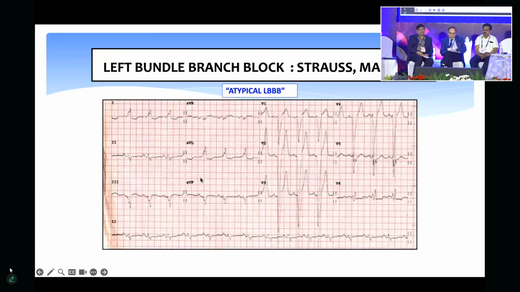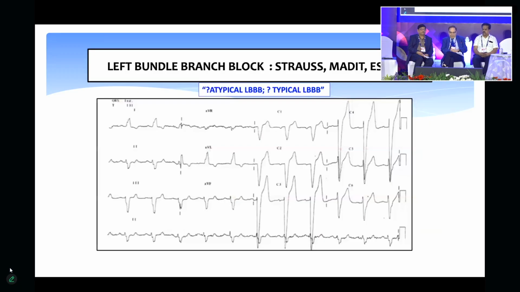And this again has a Q wave in lead 1 if you look at it very clearly, and there is a notch which is happening very early in AVL, the initial part of the QRS. This is unlikely to be pure conduction system disease. This is what would be called LBBB by the Strauss and MADIT criteria, but not by the ESC and the AHA criteria. And this, I'm not sure what to call it.